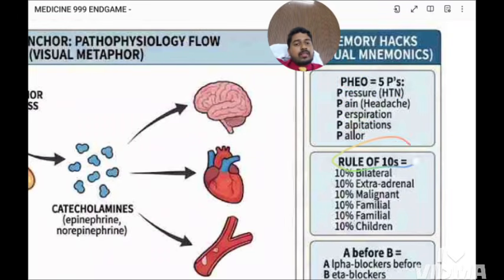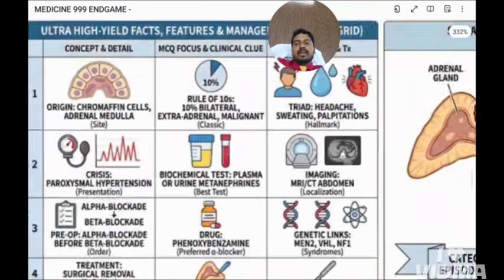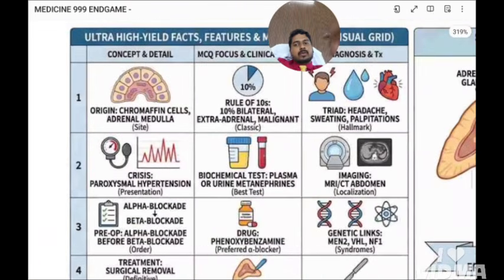Now important, the rule of 10 in pheochromocytoma: 10% of pheochromocytomas are bilateral, 10% are extra-adrenal, that is seen in the sympathetic neural pathways, 10% are malignant, 10% are familial, 10% occur in children. And A before B, that is first you treat pheochromocytoma with alpha blockers and then with beta blockers. We'll see why.